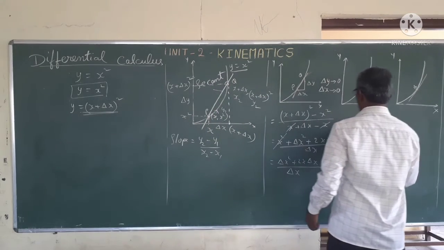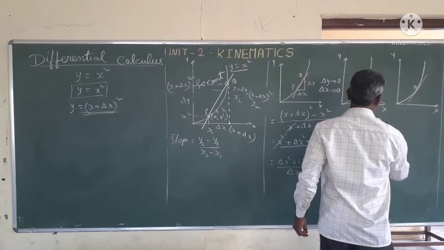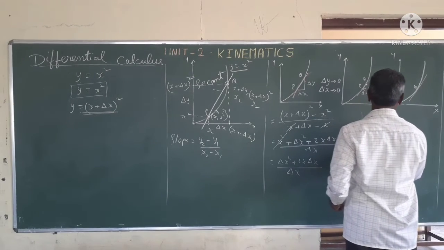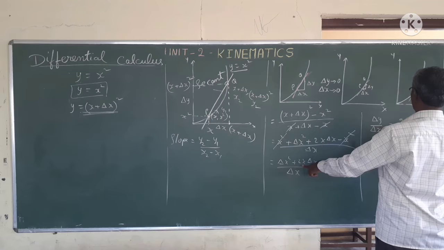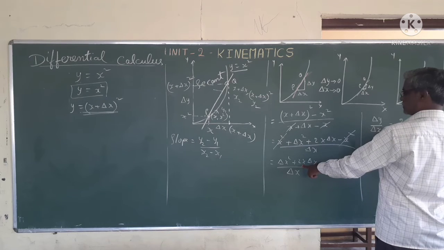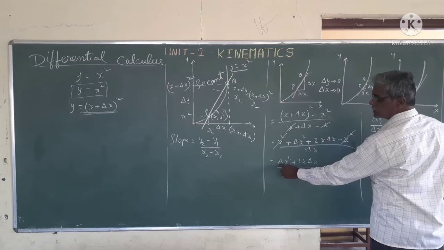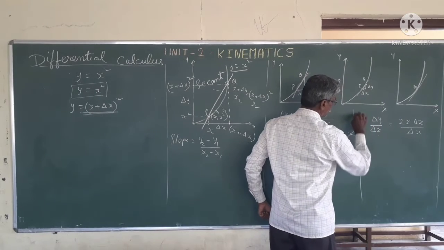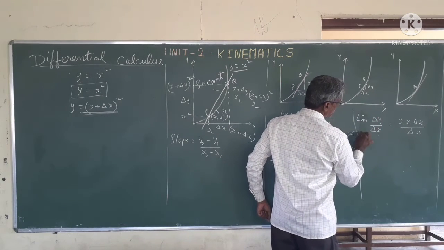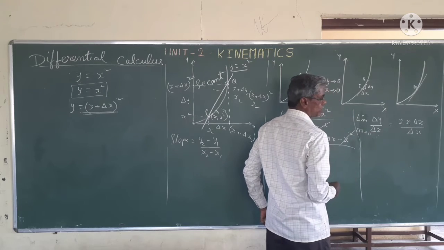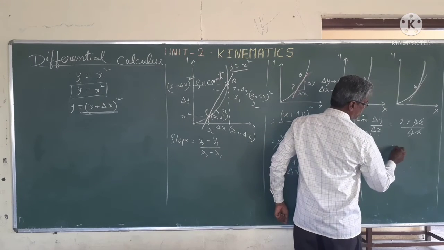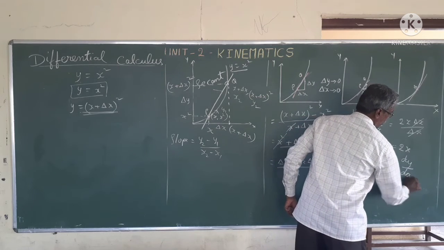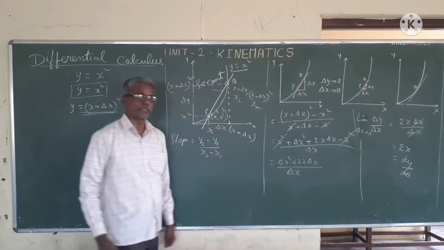So therefore I will get 2x delta x by delta x. This one is neglected. So when delta x tends to 0, I can write the limit as delta x tends to 0. This delta x and delta x cancel. This will be equal to what? 2x. This 2x is nothing but the derivative, that is dy by dx.